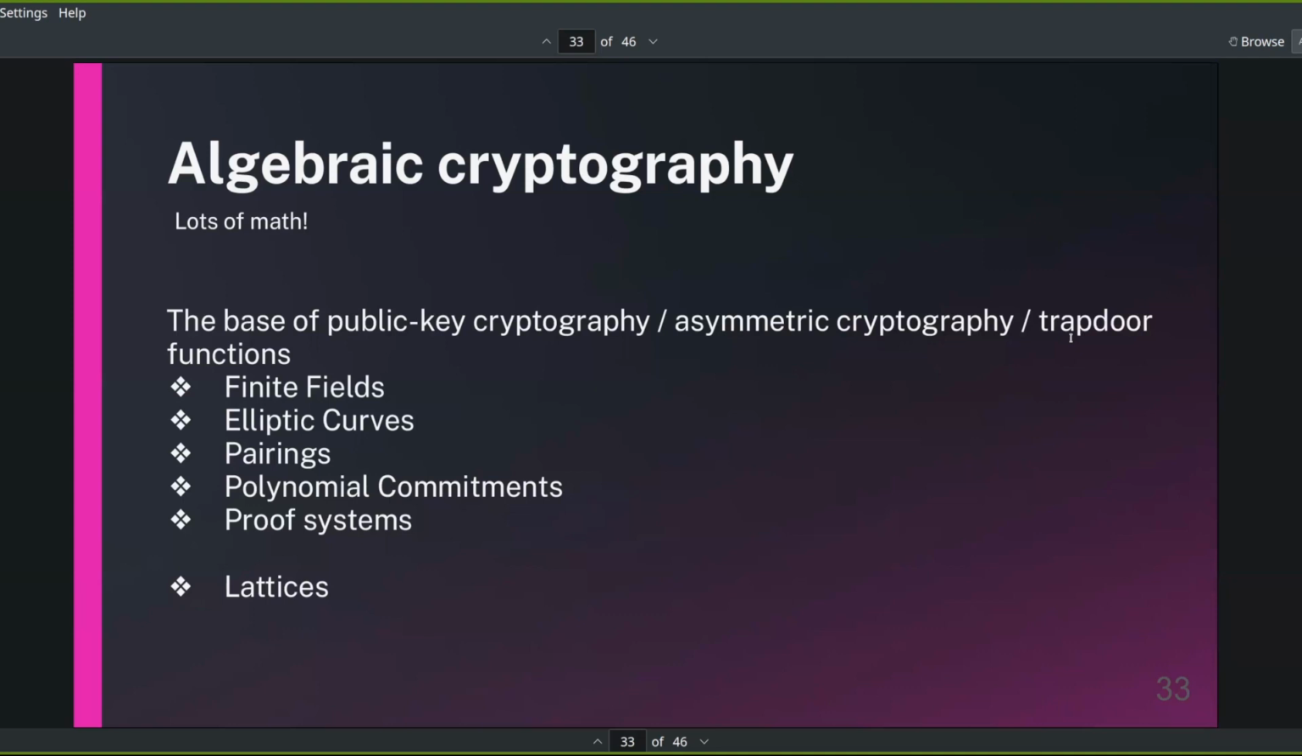I put lattices separately because first of all, it's not used in ZK at the moment, but it's used in fully homomorphic encryption. And I never implemented them yet.